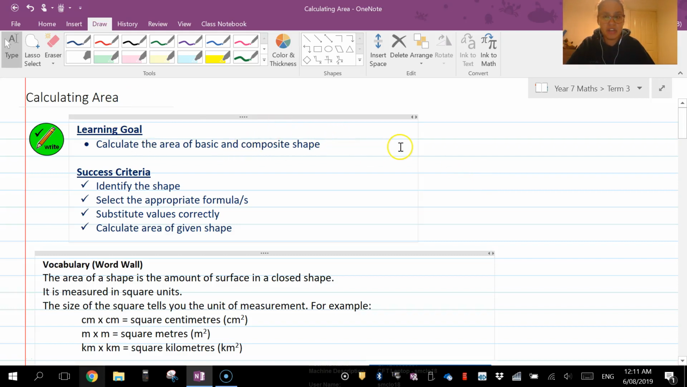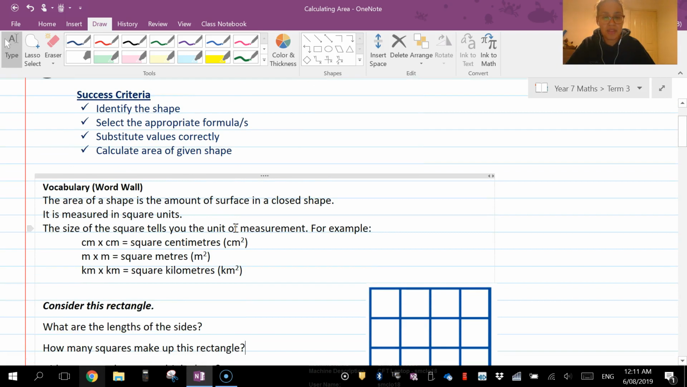So by the end of the video you'll be able to calculate area of basic shapes, and in another video, composite shapes. The things you need to be able to do to be successful are identify what type of shape you have, select the appropriate formula or establish how the formula comes about, substitute values, and then calculate area of the given shape, making sure that you've got correct units as well.